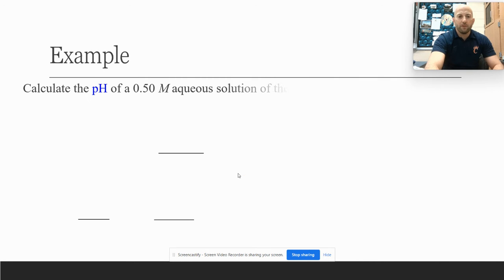Here's an example. If we were to calculate the pH of a 0.5 molar aqueous solution of a weak acid, it gives us our Ka here, 7.2 times 10 to the negative fourth. You might notice that this is more dissociating than it is with water.